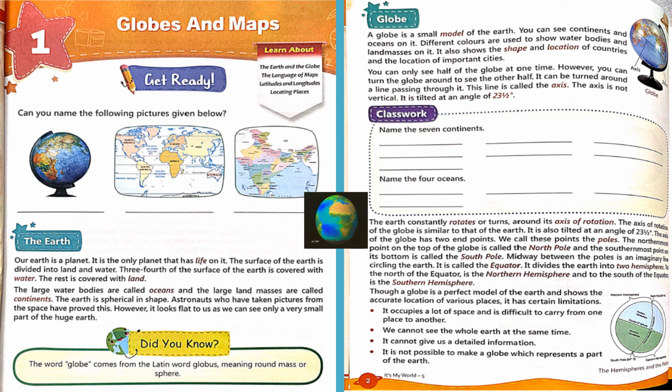Yes. Next class, I will teach you map and language of maps. You children, you have to read the taught portion. One homework I am giving you, that is page number 2. Page number 2, classwork written in your book only. You have to name the 7 continents. This you already learned in your previous class of standard 3 and standard 4. Therefore, name the 7 continents. Name the 4 oceans also. You have to write there.